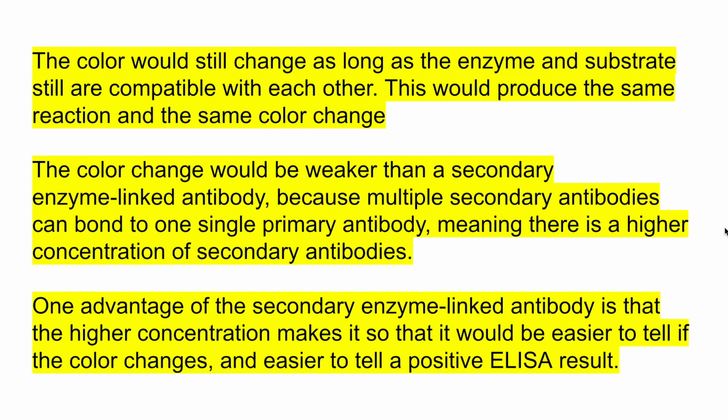The color would still change as long as the enzyme and substrate are still compatible with each other. This would produce the same reaction and therefore the same color change. Now the color change would likely be weaker than in ELISA using a secondary enzyme-linked antibody because multiple secondary antibodies can link to one primary antibody, meaning that there's generally a higher concentration of secondary antibodies. And one advantage of the secondary enzyme-linked antibody is that the higher concentration makes it so that it would be easier to tell if the color changes, easier to tell a positive ELISA result.